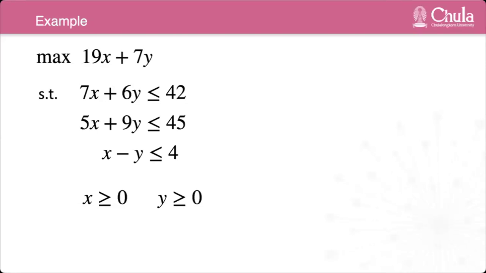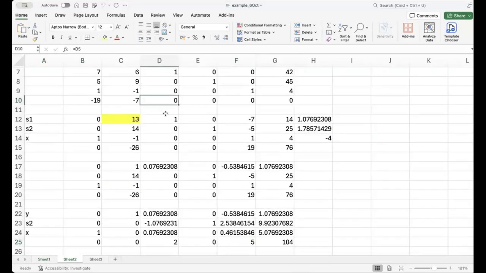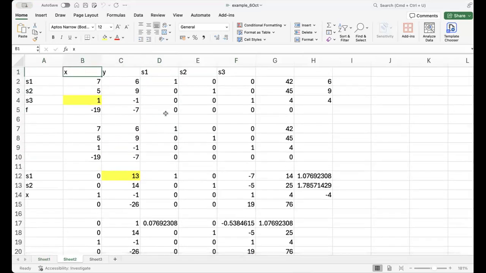Okay. And I will show you the solution. Okay, this is the solution. We have coefficient of minus 19, right? Here is a pivot column. And this is our pivot element.